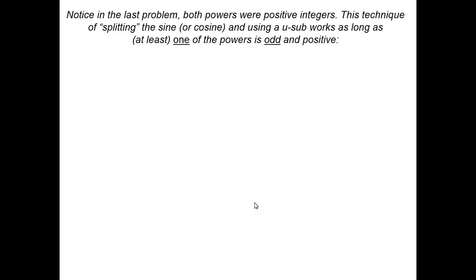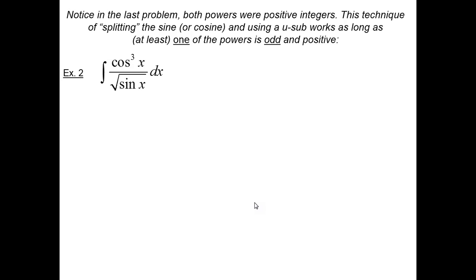So in that last problem, both powers were positive integers, and this technique of splitting up that sine or that cosine and using a u sub will work as long as one of these powers is odd. So let's look at another example where we have an odd power.